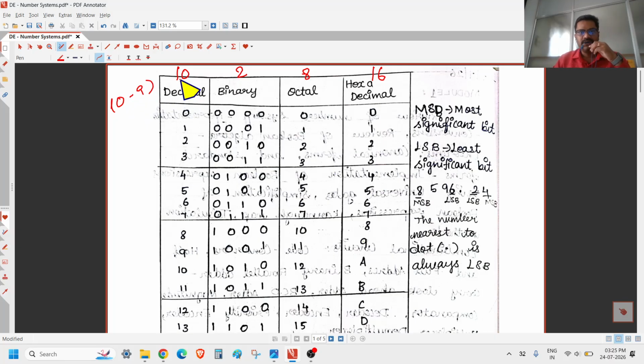Likewise, for binary we have a base of 2. It contains only two numbers, that is 0 and 1. So totally two numbers, and that is why the base of the binary number system is 2.